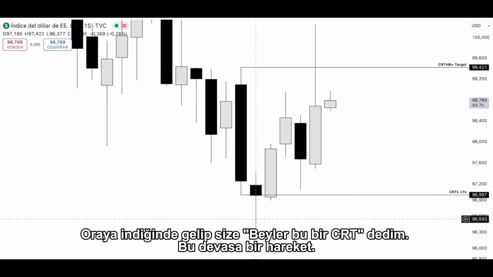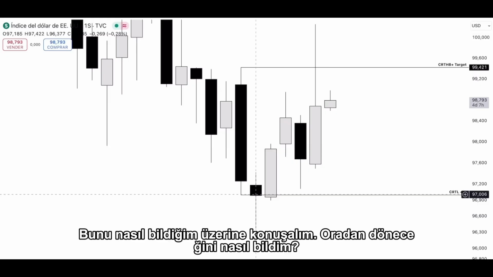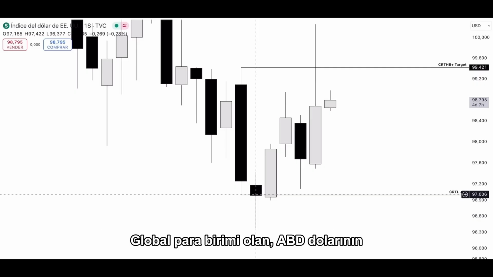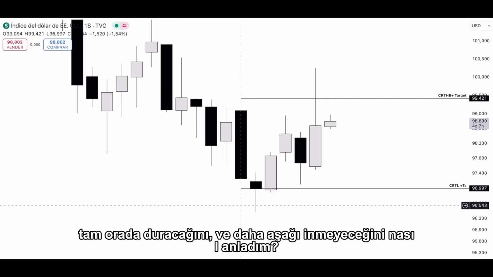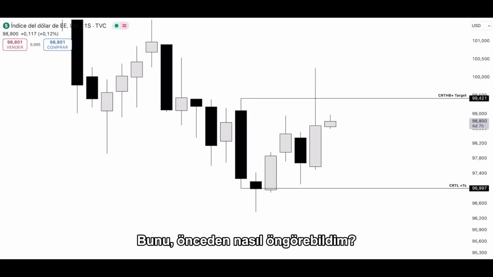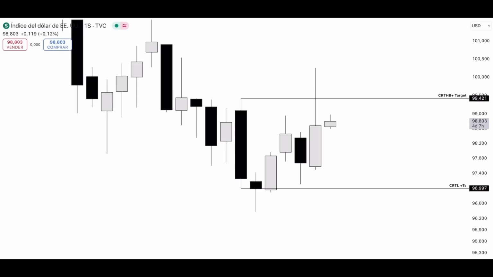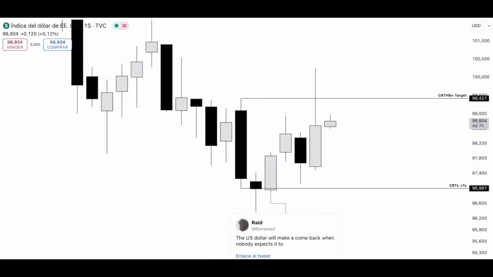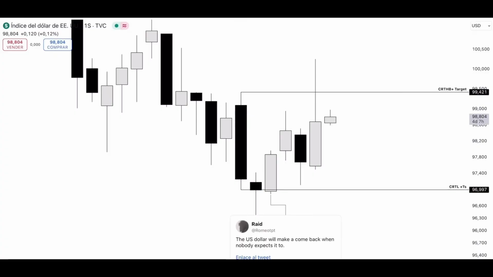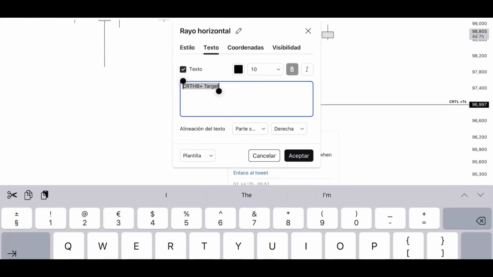I came down here and said, guys, this is a CRT. A trade review into that because it's a massive price move. A trade review into how I knew that it was going to reverse. How did I know that the US dollar, the global currency, was going to stop right there and go no lower? How did I predict that beforehand? And that is something for later. All right? There you go. CRT high, not HB.